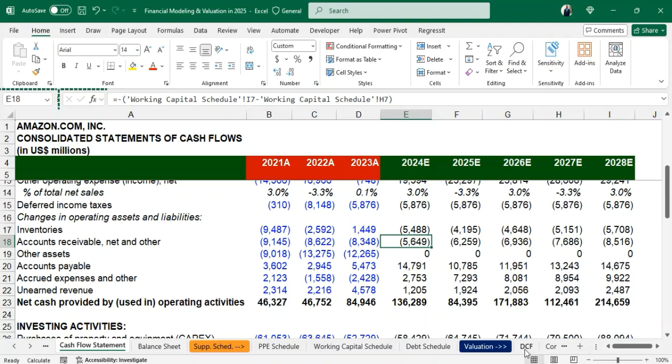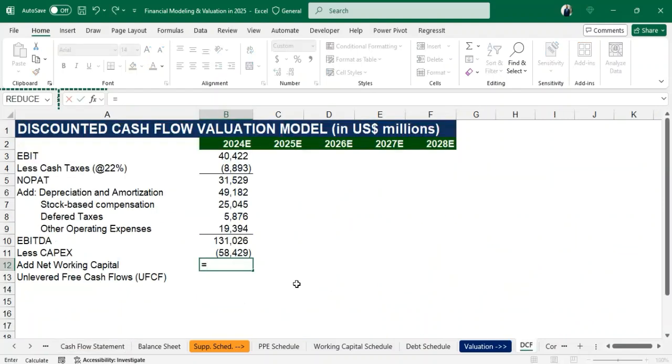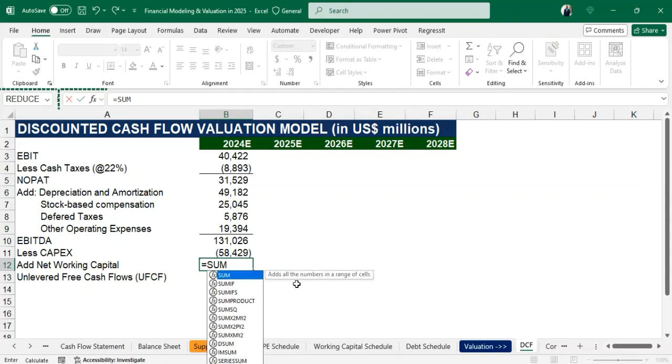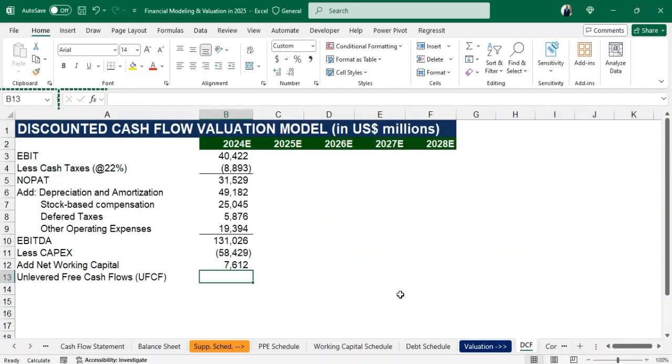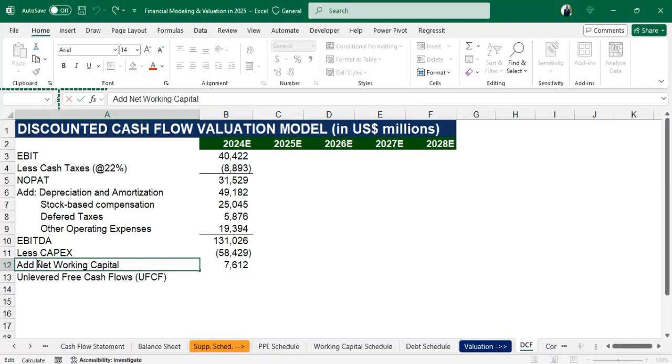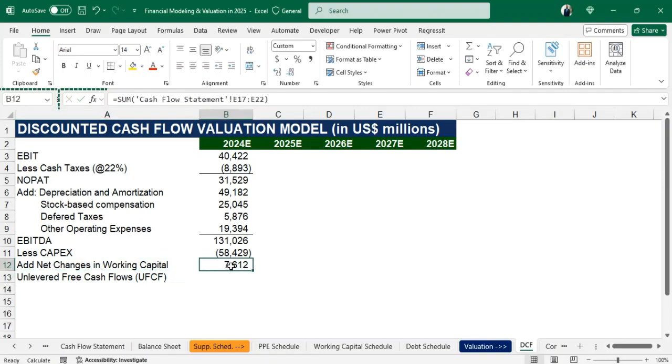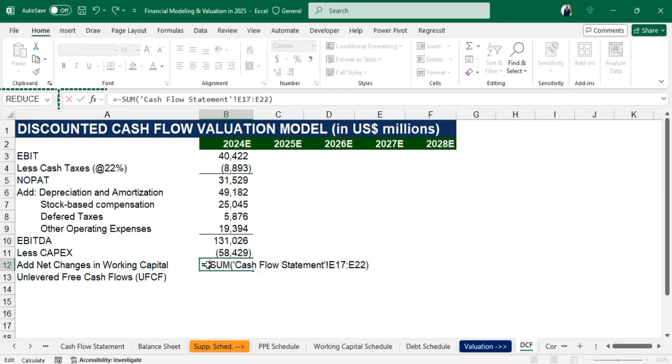All right, so let's go to DCF, and I'm going to have equals sum. Okay, and then what I'm going to do is to come to the statement and add all my changes in working capital together, close my parentheses, and hit enter. So this is the change in net working capital. So this is net changes in working capital, and put this as a negative.